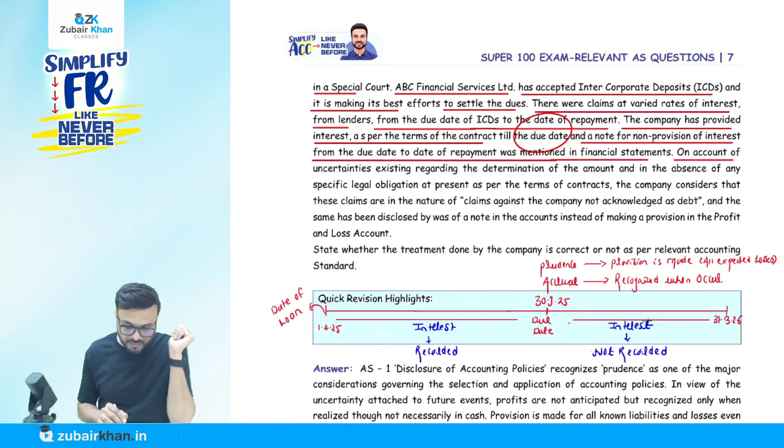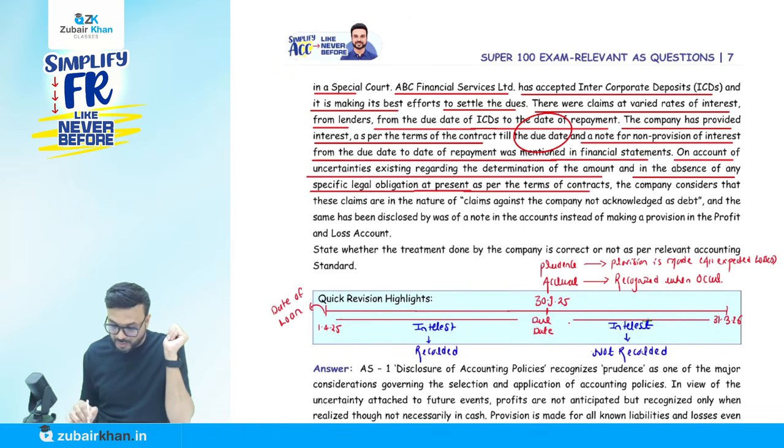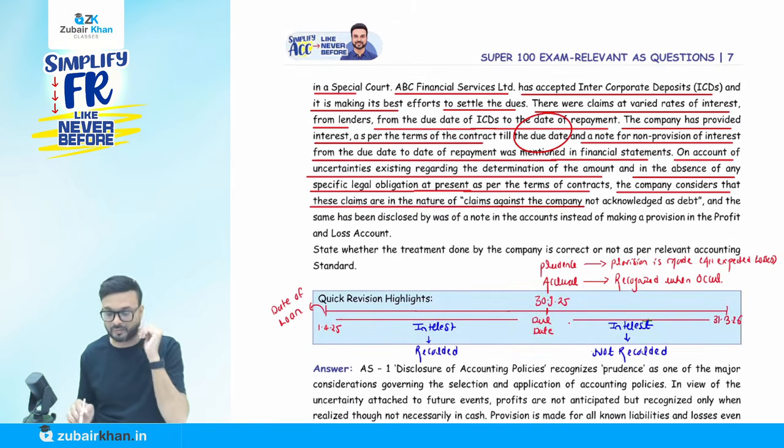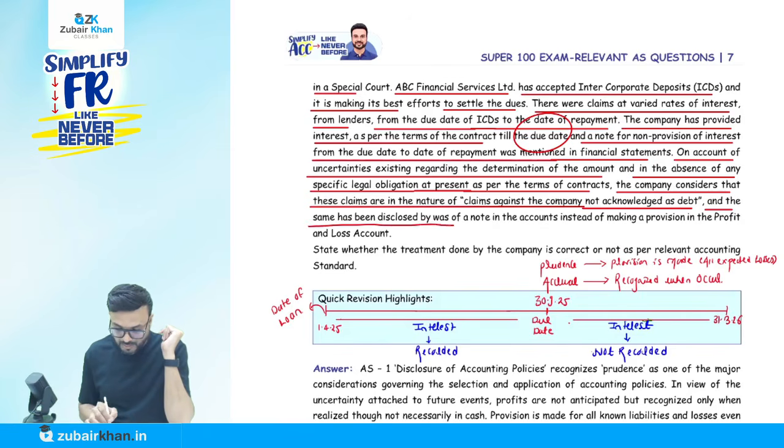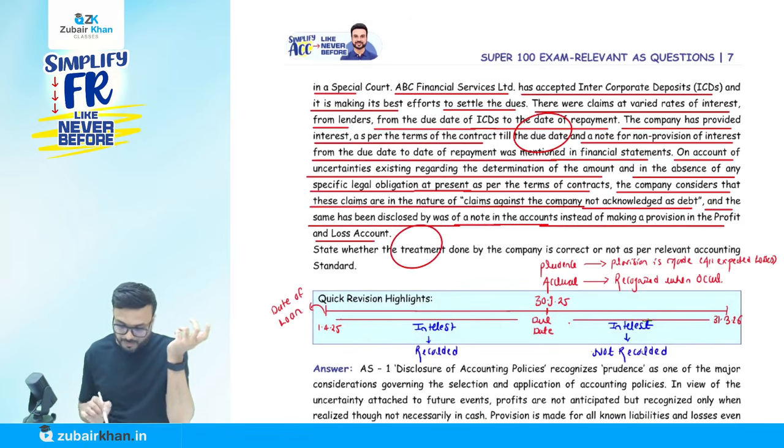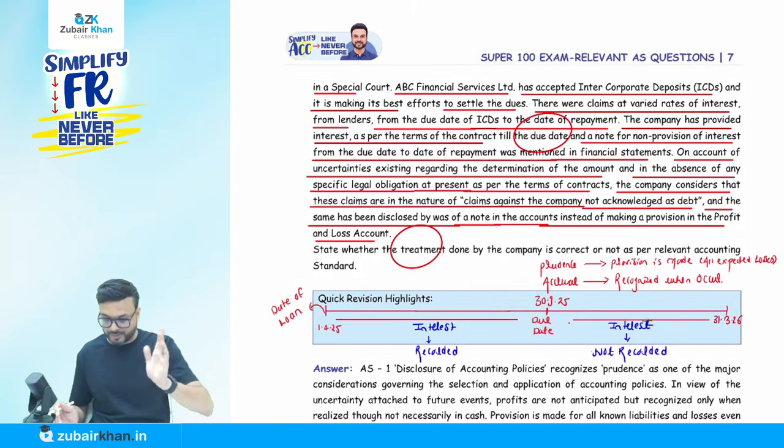On account of uncertainty regarding the determination of the amount, and in the absence of any specific legal obligation at present as per the terms of the contract, the company considered that these claims are in the nature of claims against the company. Don't worry, I will explain each and every point. They are not acknowledged as debt, and the same has been disclosed by way of a note. Instead of making a provision in the profit and loss account, state whether the treatment done by the company is correct or not as per the relevant accounting.